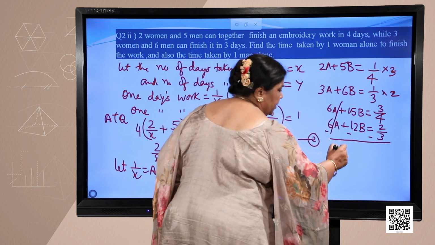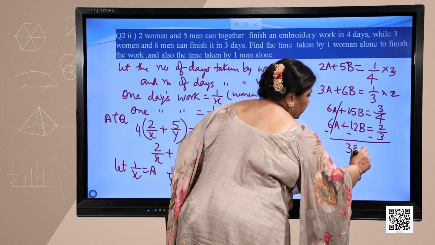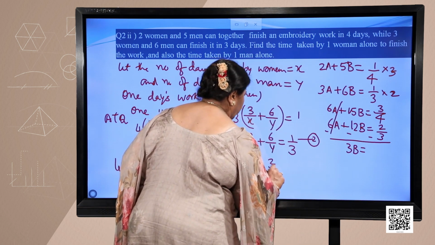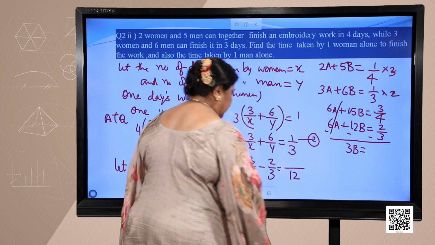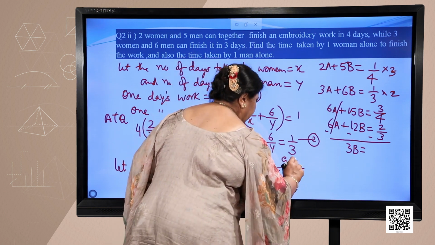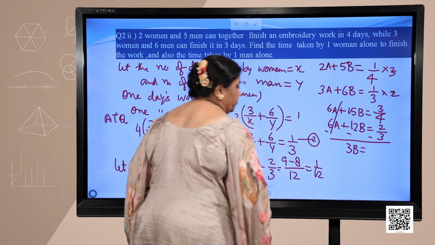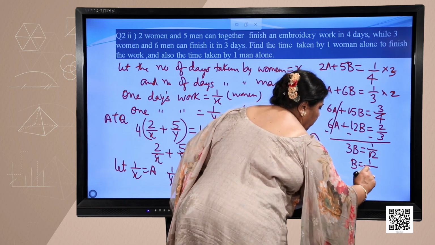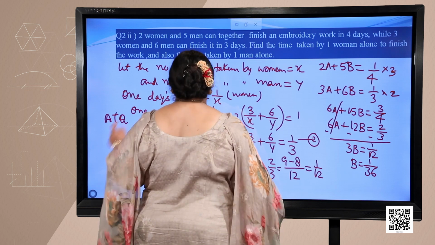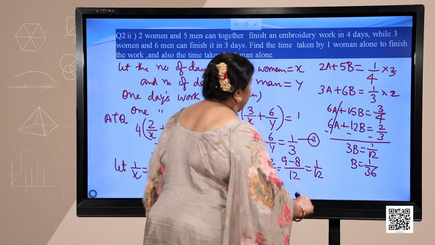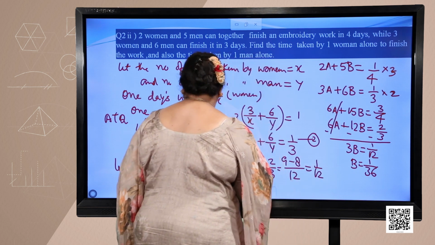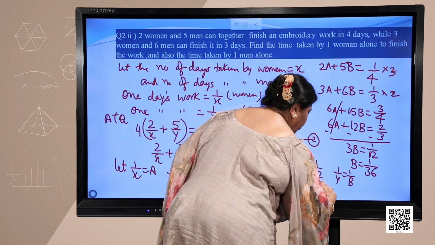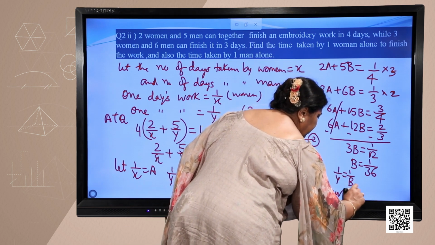What is 15b minus 12b? It is 3b is equal to, what is 3 upon 4 minus 2 upon 3? That gives me LCM as 12, 9 minus 8. So, I get 1 upon 12. Look here, b is equal to 1 upon 36. That means, I had taken for men as y. So, 1 upon y is equal to 1 upon 36. So, men alone can finish the work in 36 days.